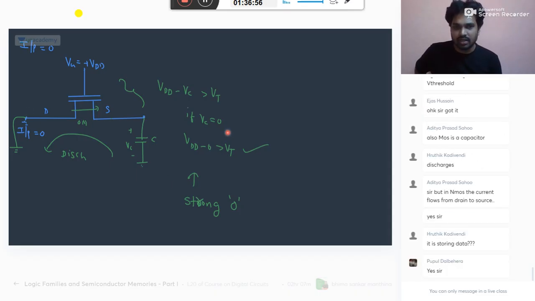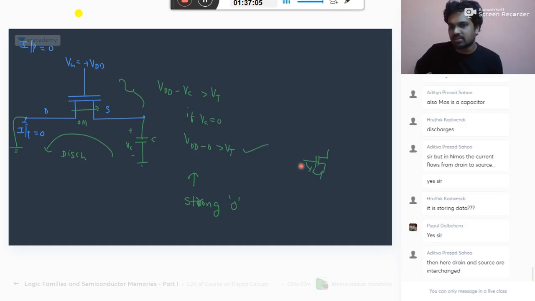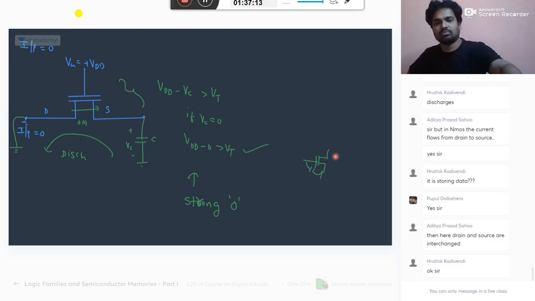For storing data, in place of this, DRAM, we will discuss that later, maybe in the class day after tomorrow. That is a different case. It is similar to that case that we discussed in the DRAM. Okay, Hrithik, dynamic RAM condition. Yeah, anywhere you can interchange source and drain, no problem, Aditya.